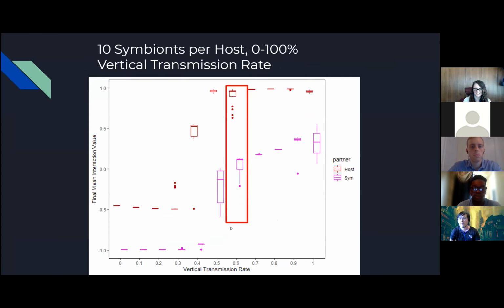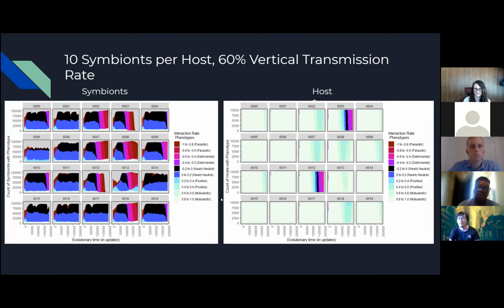So we zoomed in on one of the results. We have two charts here with the symbionts and the host. The parasitic and detrimental colors are the reds and the purples and pinks, and the mutualistic colors are the greens and blues. So we can see the symbionts are mostly blue, or mutualistic, with some striations of parasitism, which is what we expected. And for the host, it's mainly mutualistic still. So we wanted to see if this would change if we added more symbionts.